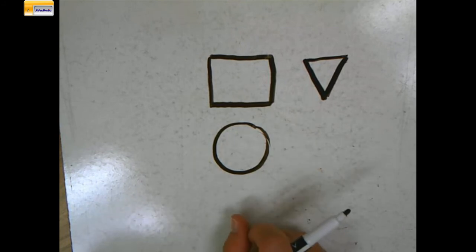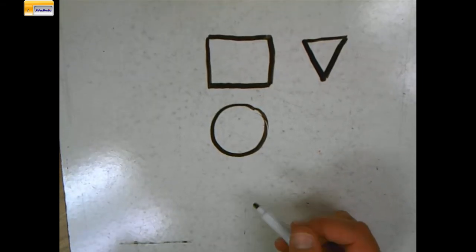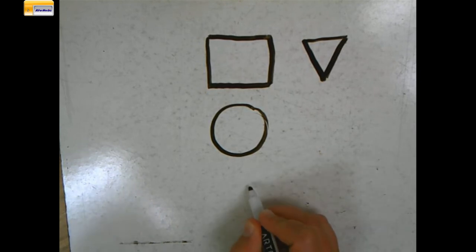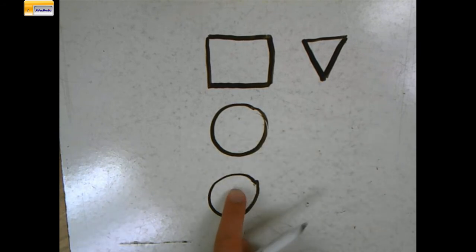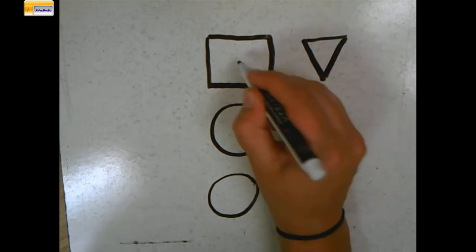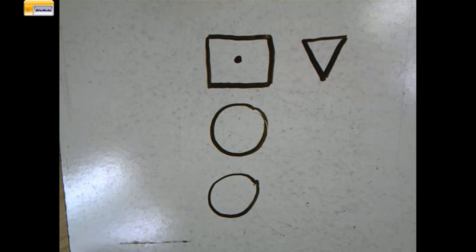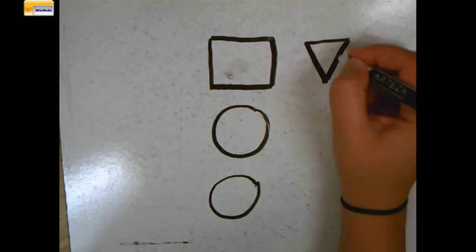Now, can you draw another circle under the first circle? Draw a circle under the first circle. Here's my first circle. Here's another circle under it. Can you put a dot on the square? Put a dot on the square. You know what? Take that dot off the square if you're using your whiteboard. We put it on, now we took it off. Let's put the dot on the triangle this time.